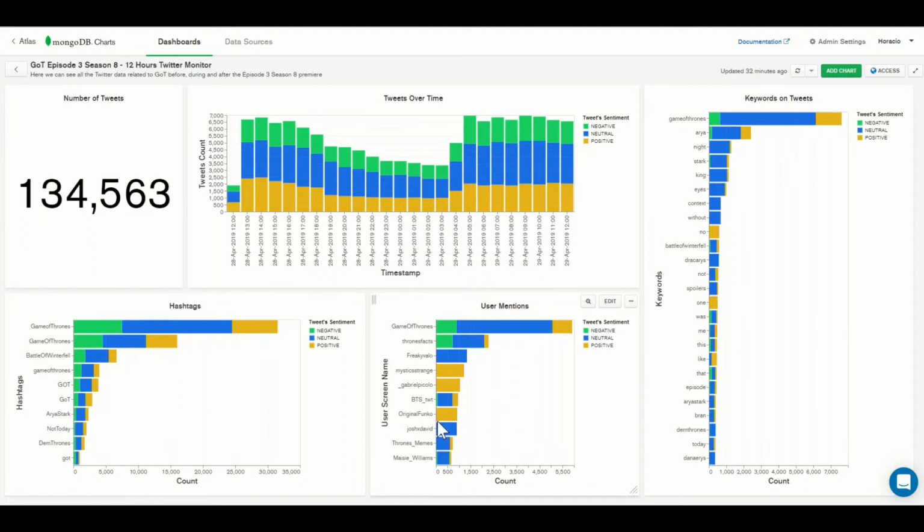But there's also something very interesting. We can see what words people are using in their tweets. For all the tweets, we can see things like Arya, Night, Stark, King, Eyes, or Blue Eyes maybe. The episode, Arya Stark, Bran, many things, but this is for all the tweets. And one good thing about MongoDB is that you can make filters.